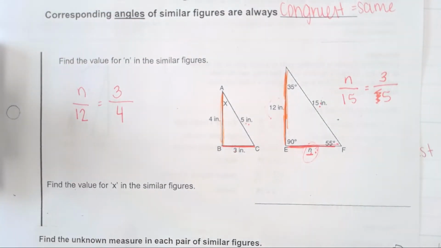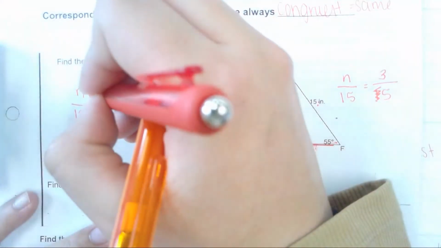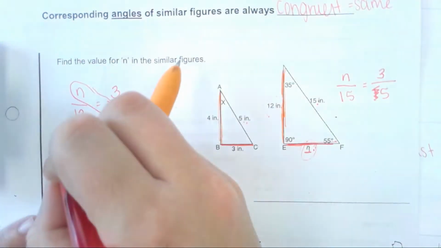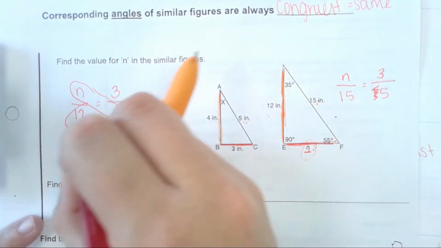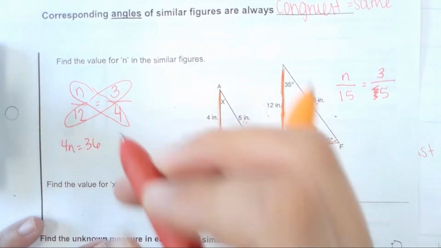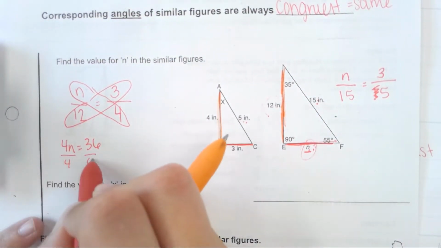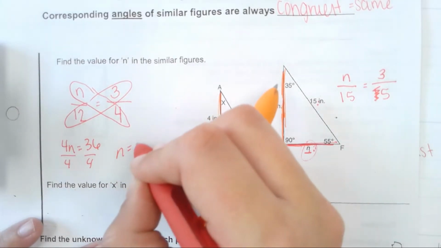So remember, to solve a proportion, you just cross multiply. So 4 times n is 4n, 12 times 3 is 36, and then when you divide both sides by 4, n is going to equal 9.